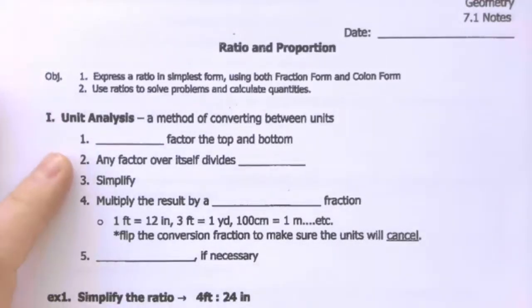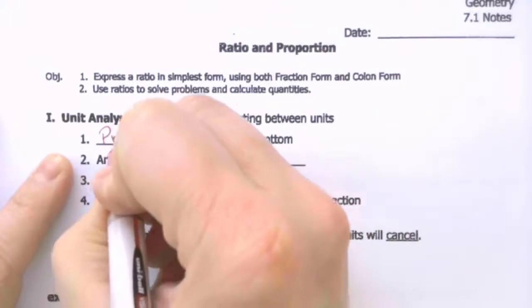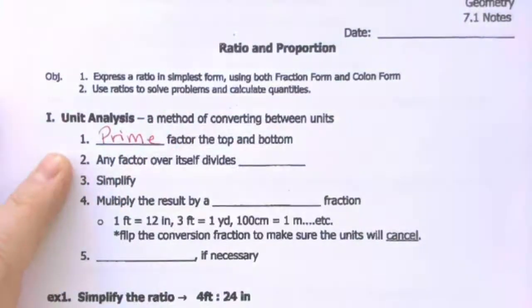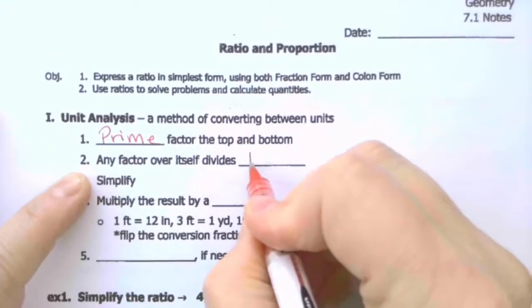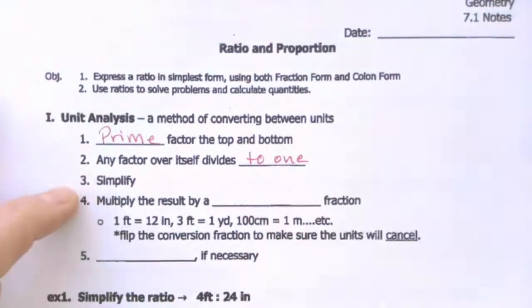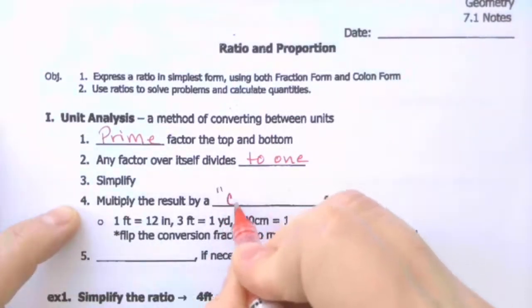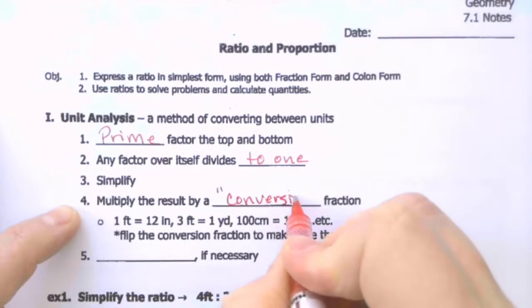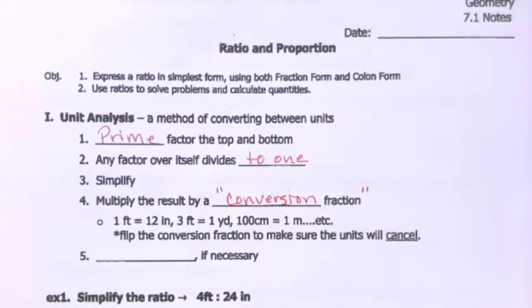So here's the process. Number one, you prime factor the top and bottom, which is why we've worked at that already on the pre-chapter notes. Any factor over itself divides to 1, then you simplify. Step 4 is multiply the result by what we call a conversion fraction, and flip the conversion fraction to make sure that the unit cancels.